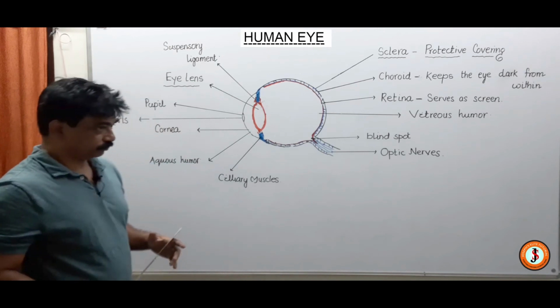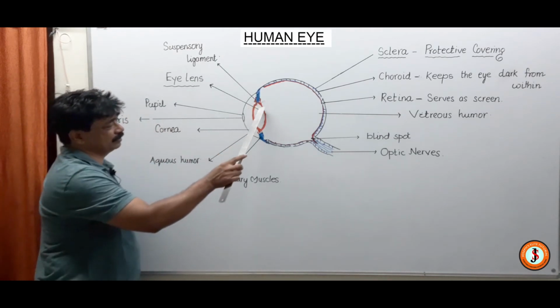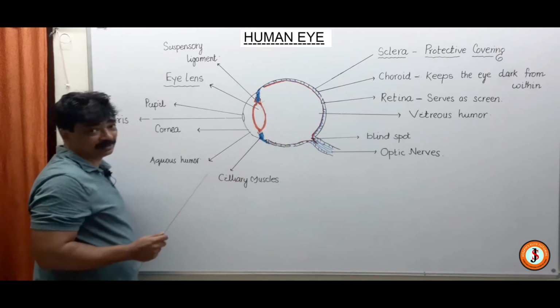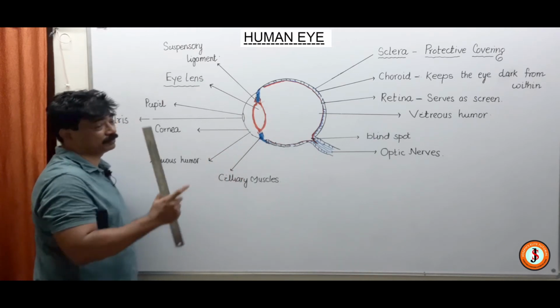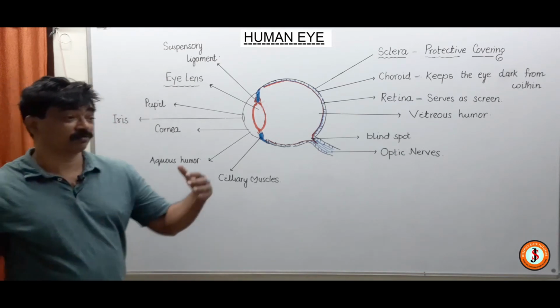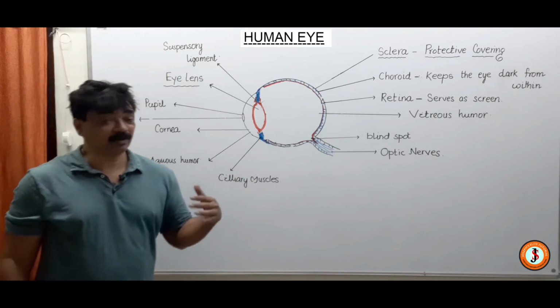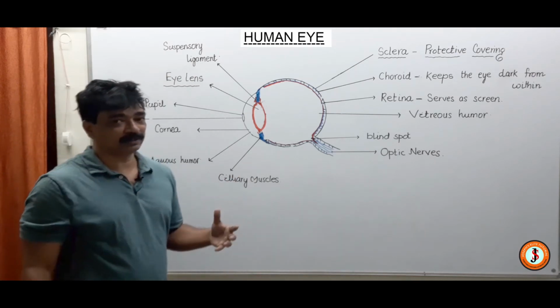Now what happens if we come to the front part? There is an eye lens. It's a biconvex lens, a jelly type lens, which can alter its shape and size depending upon what it is viewing, a near object or a far object, a large object or a small object, an object in bright light or an object in dim light.